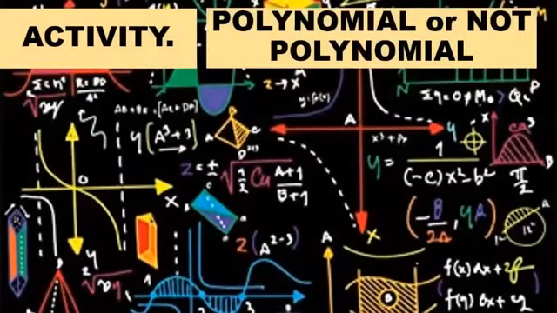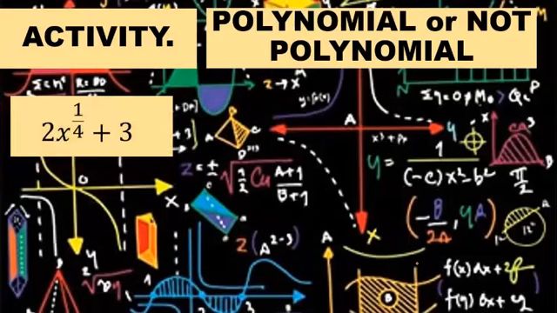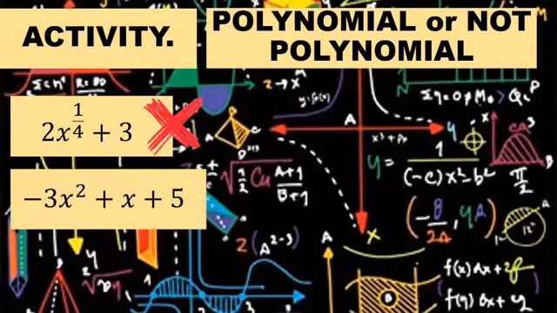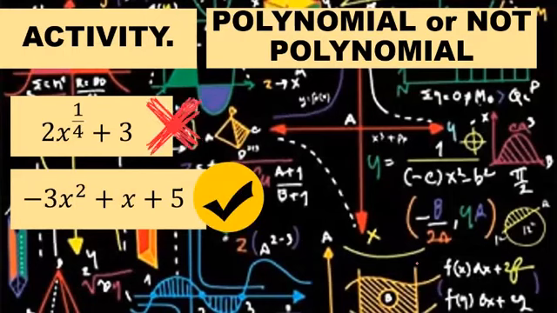So for activity, determine if the following is a polynomial or not a polynomial. First one, we have 2x raised to 1/4 plus 3. So it is not a polynomial. Why? Because it has a fractional exponent which is 1/4. So therefore, this is not a polynomial. Next, -3x squared plus x plus 5. Is this a polynomial or not? Okay, the answer is yes.